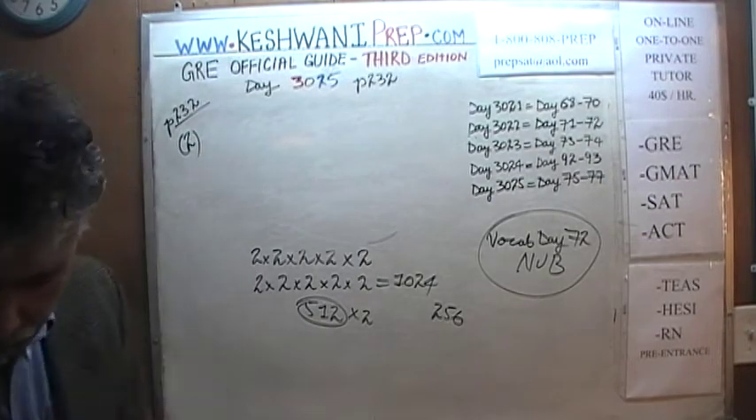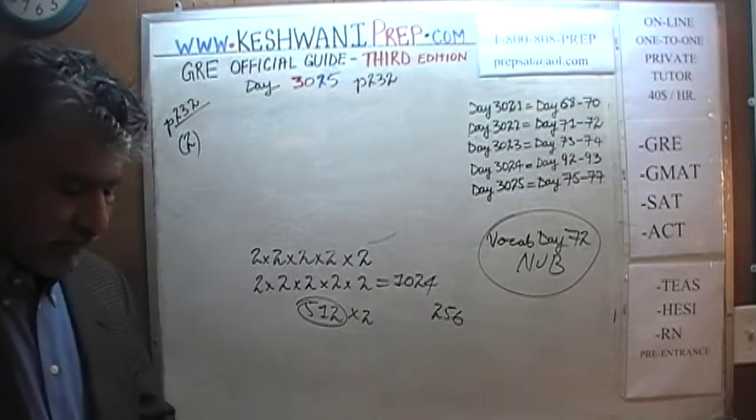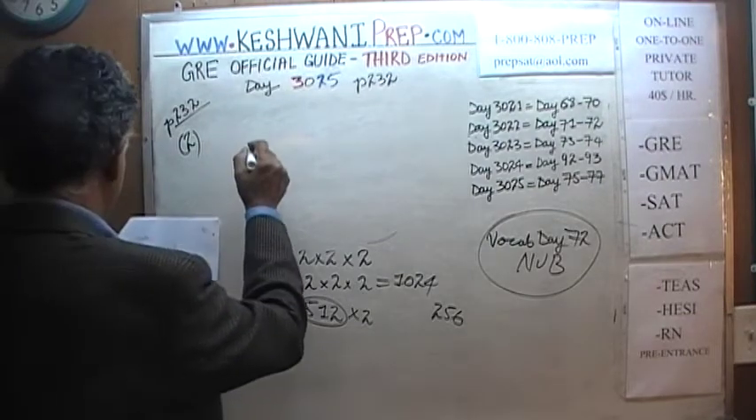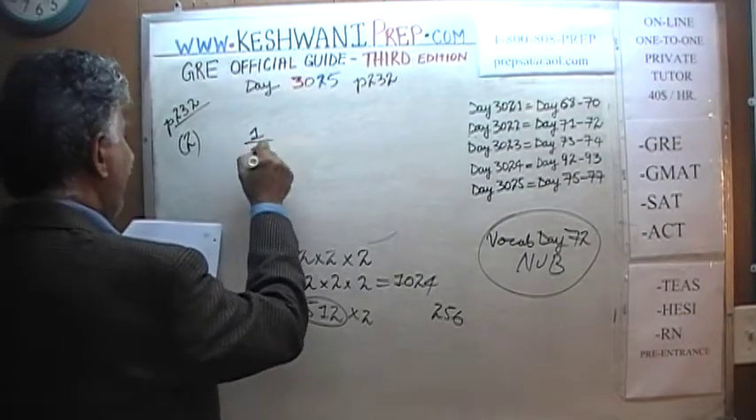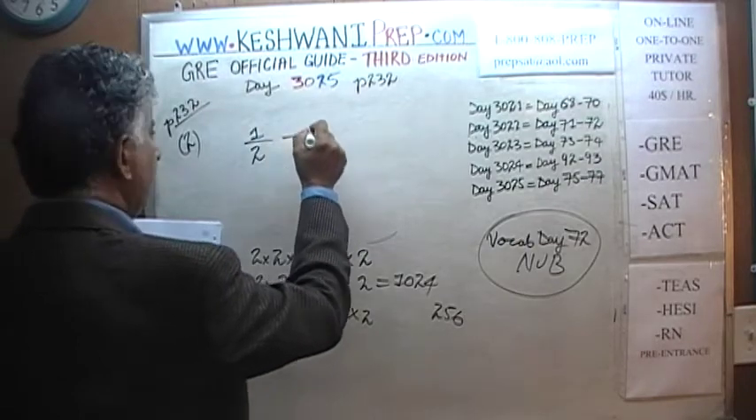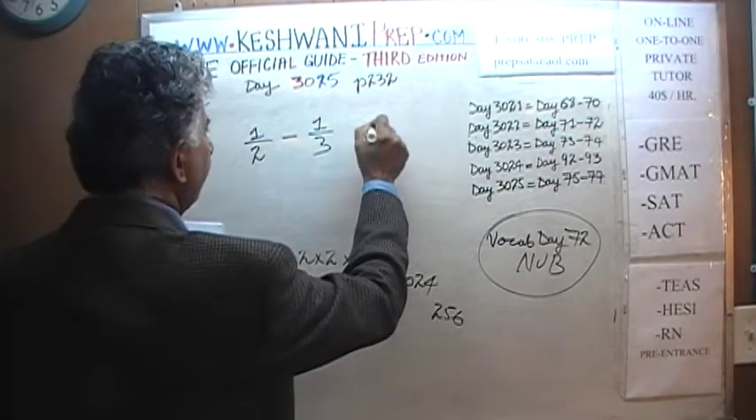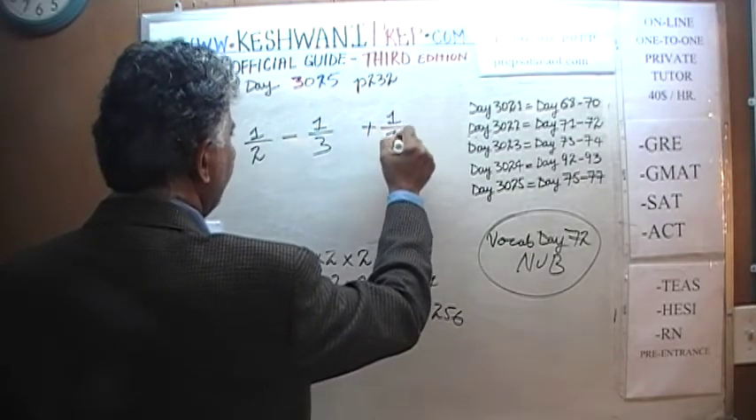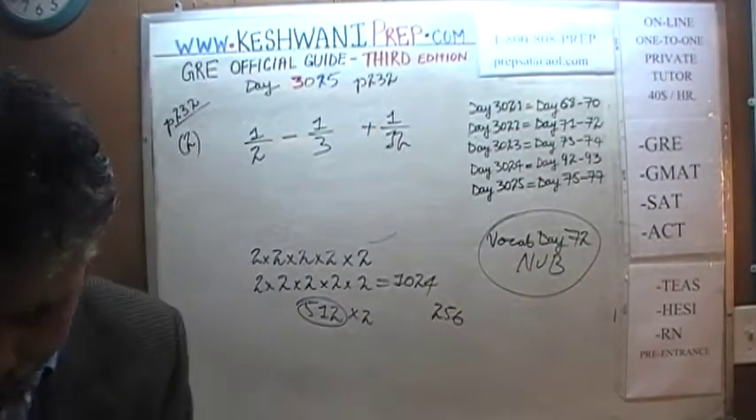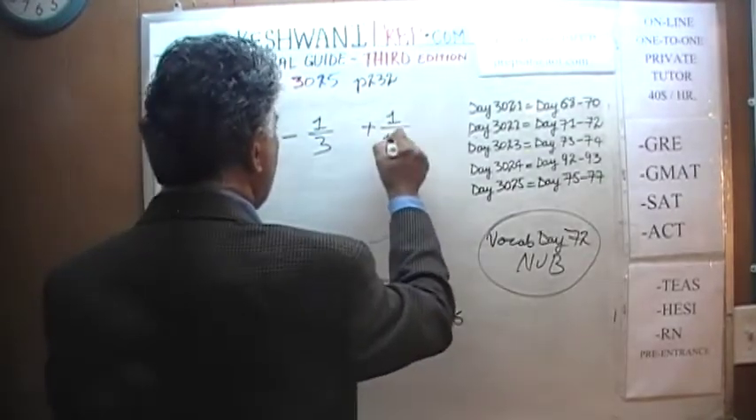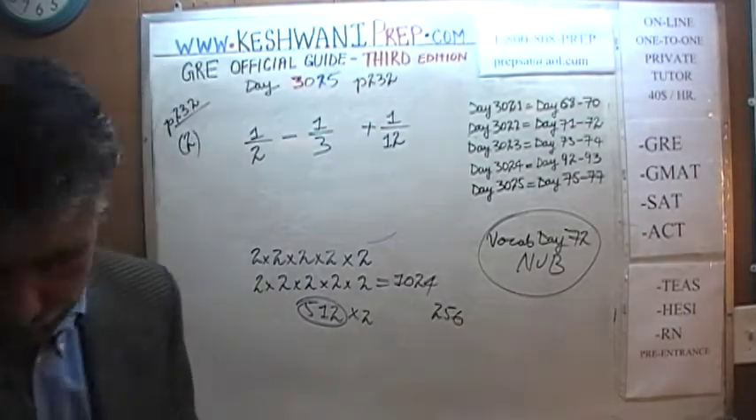In problem number two, we are simply doing addition and subtraction of four fractions, and that's it. Here's the first one. We are told a half minus a third, plus a 12th, plus a 12th. Is that it? Did I miss anything?